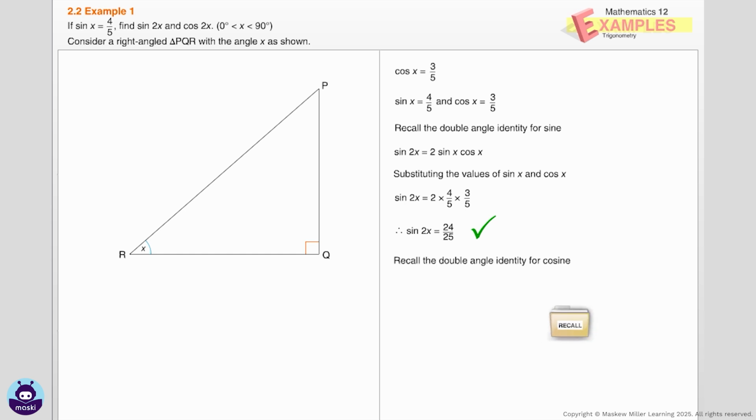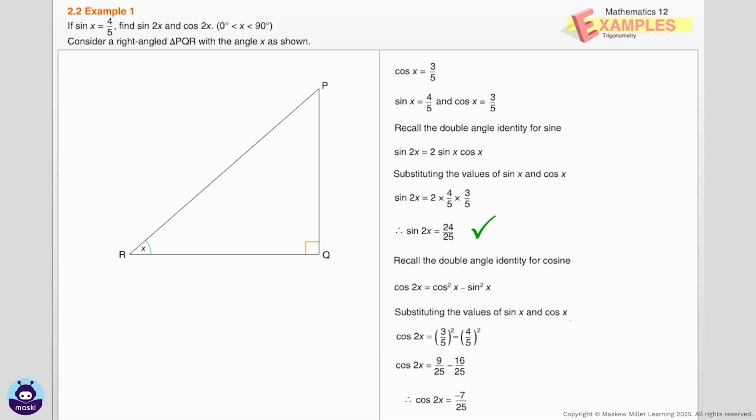Recall the double angle identity for cosine. Substituting the values of sin x and cos x, cos 2x equals 3 over 5, the whole square, minus 4 over 5, the whole square. Therefore, cos 2x equals negative 7 over 25.